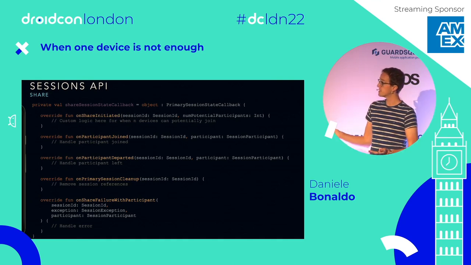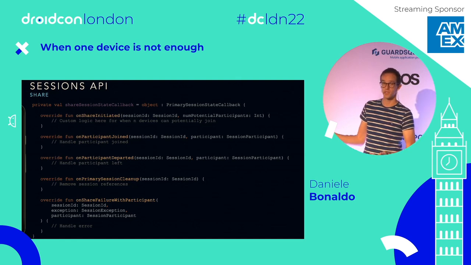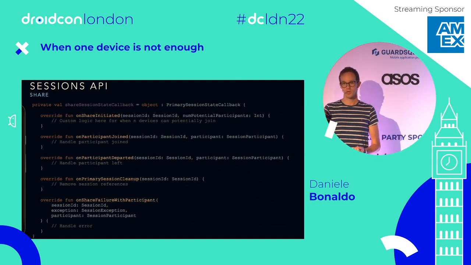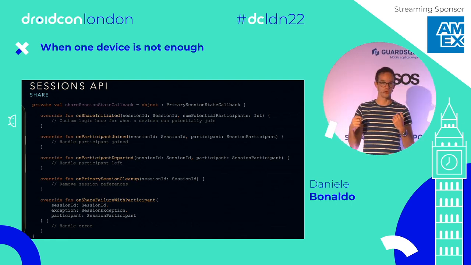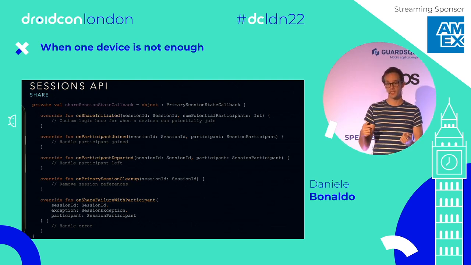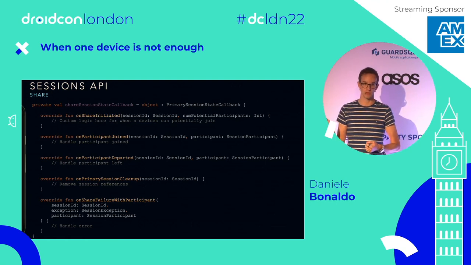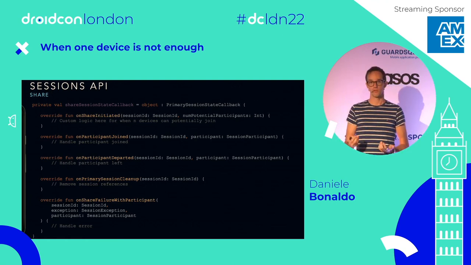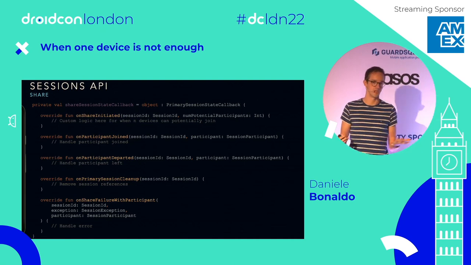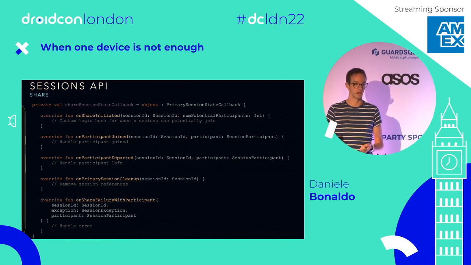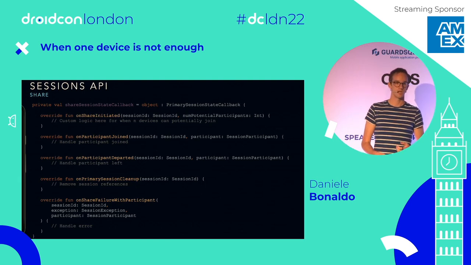Again, in this device, we are on the primary one. So this is the only one that knows the current state of the session. So when something is modified using the same connection API that we saw before, the session should be updated, and all the participants should be notified. Of course, you also have callbacks for when a participant departs, so if the user is out of range, or if they close the app, or they reject it, when the session is cleaned, or when there is an error.